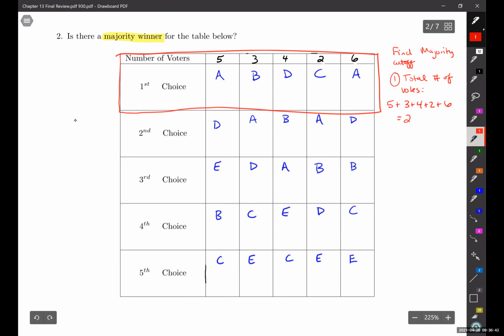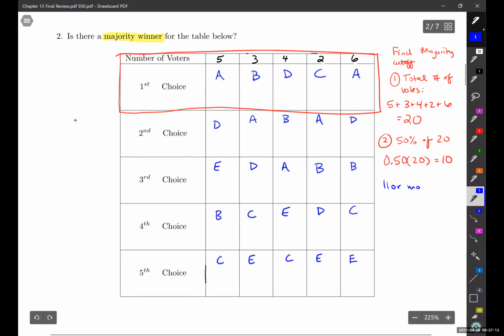Do y'all agree that there were 20 votes in total? So next, to find 50%, you can always just take the total number and divide it by 2. Or I could do 0.5, the decimal version of 50%, times 20. When I do that, I get 10. So if a candidate got 10 votes, they get exactly 50%. But to be a majority winner, you need to be over. So do we agree we need 11 votes or more for the majority?